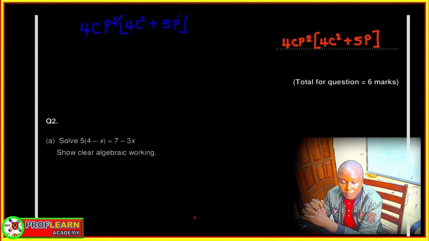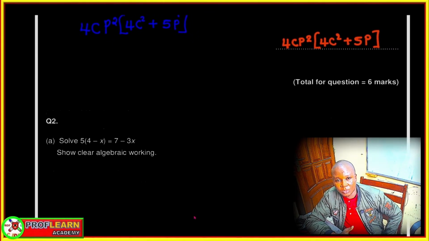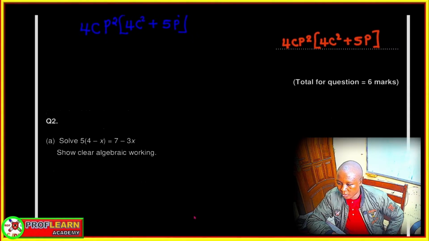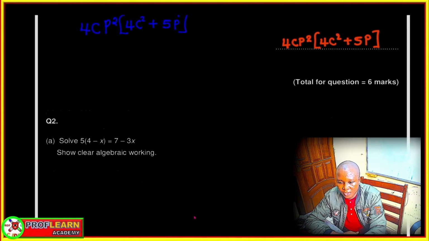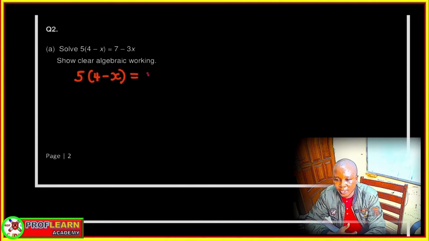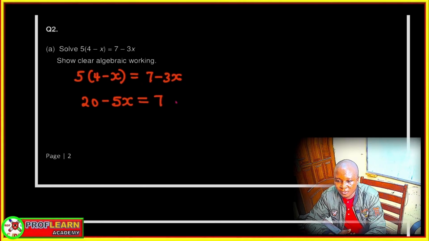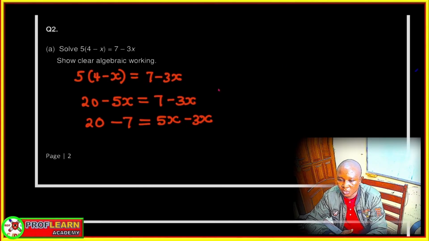So let's move up and check what other questions you can be given. Other questions that you can also be tested on are questions to do with solving equations. If you are told to solve equations, the first thing you need to do is expand and put the like terms together. Here we are given 5 into 4 minus x is equal to 7 minus 3x. So we expand the bracket, because 5 is going to be multiplied by 4, that's 20. 5 times minus x will be minus 5x, and 7 minus 3x. Then we put the like terms together, which translates to 13 is equal to 2x.